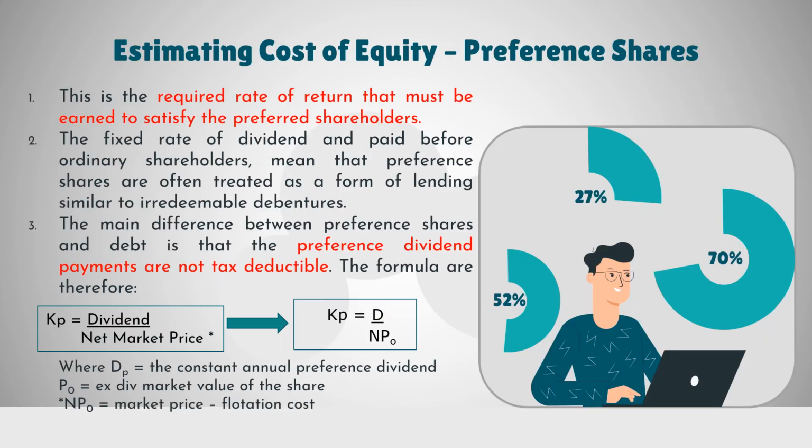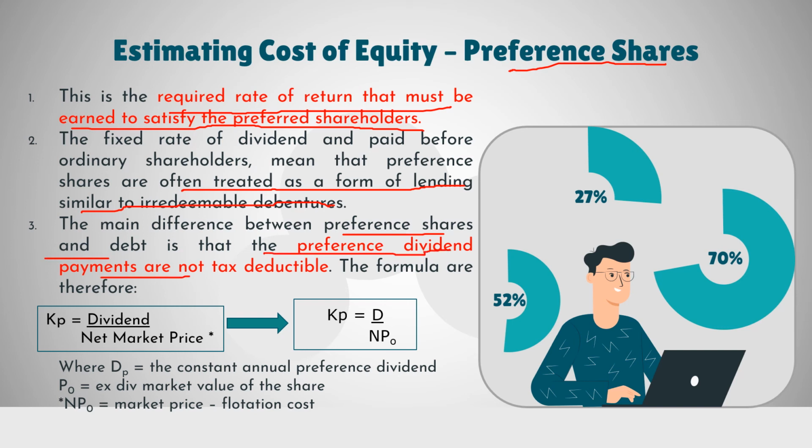Next, kita akan masuk of the how to estimate the cost of equity untuk preference share. Yang tadi kita fokus on the common share. Common share yang ada internal dengan external. Sekarang kita try untuk kira untuk preference share. But sebelum kita try untuk kira preference share, kita kena tahu dulu apa tu preference share and what is the requirement. So this is required rate of return that must earn to satisfy the preference shareholders. The fixed rate of dividend paid before ordinary share mean that preference shares are often treated as a form of lending similar to irredeemable debentures. The main difference between preference shares and debt is that the preference dividend payment are not tax deductible.